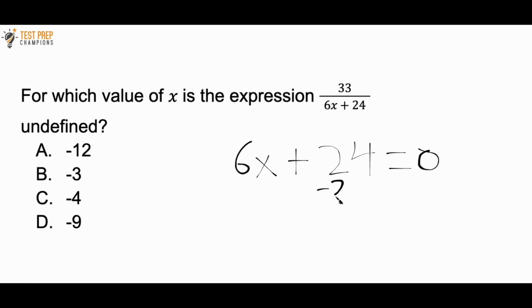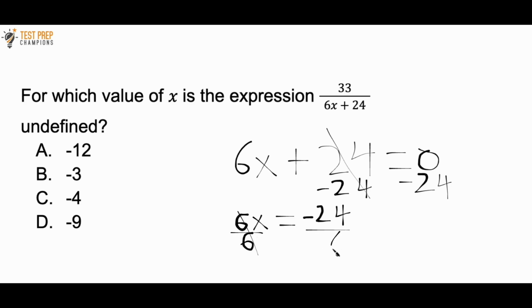So how do we do that? Well, I'm going to start by subtracting 24 from both sides. When I do that, the 24s cancel out on the left side. So I'll have 6x equals negative 24. What's the next step here? Well, the next step is to divide by 6 on both sides. When I divide by 6 on both sides, what I get is x equals negative 4. And that's our answer.